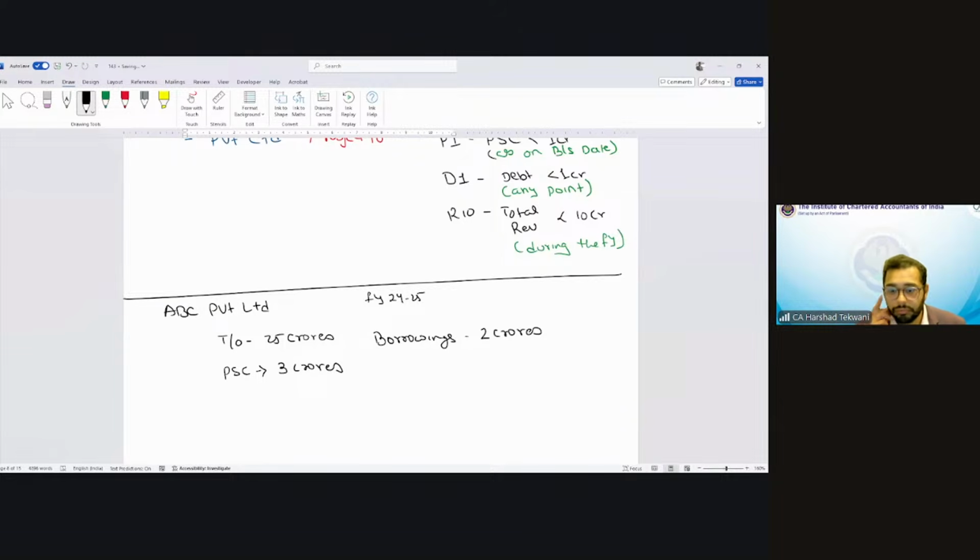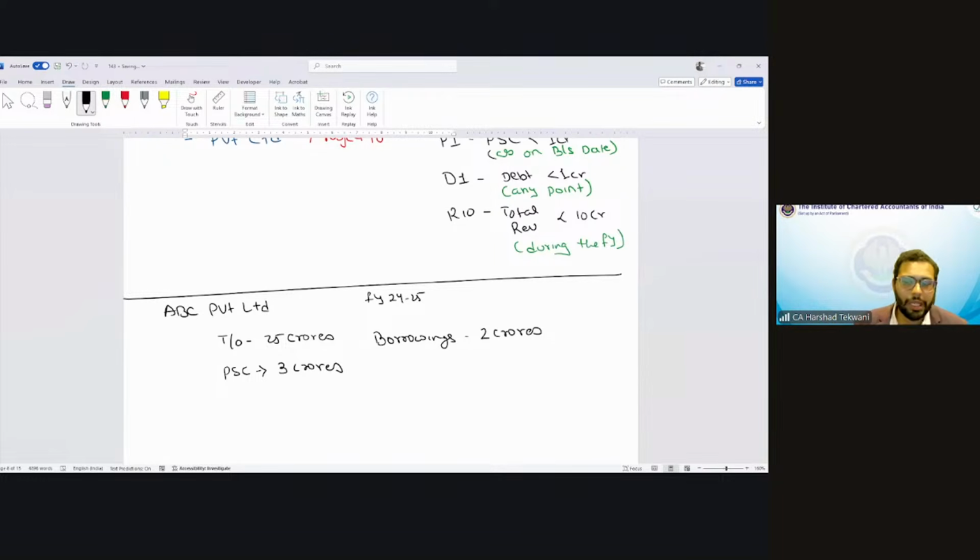Sir, in this case, CARO is not applicable, sir. Okay. Anyone else with a different answer? Yes, all three conditions should be satisfied. No. If any one of the conditions is satisfied, it is applicable. But in this case, it is not applicable because it's a small company. See, in a private limited company, if it is a small company, the turnover can be 40 crores and the paid up capital will be 4 crores. So considering that condition, CARO is not applicable to this private limited company.